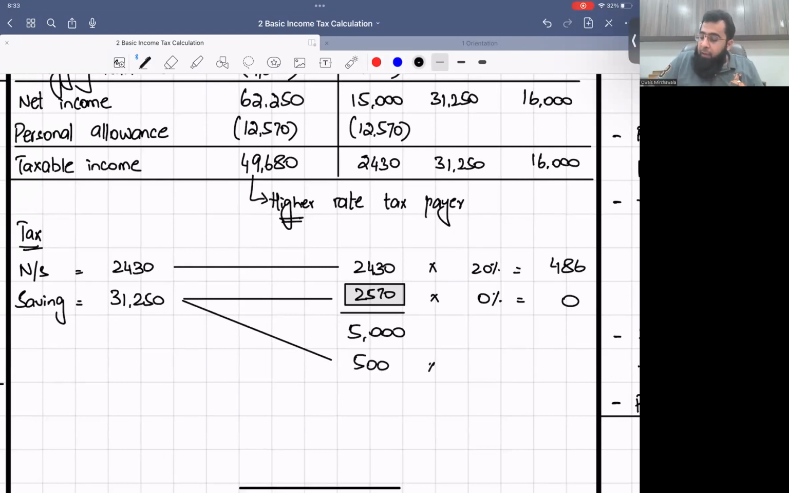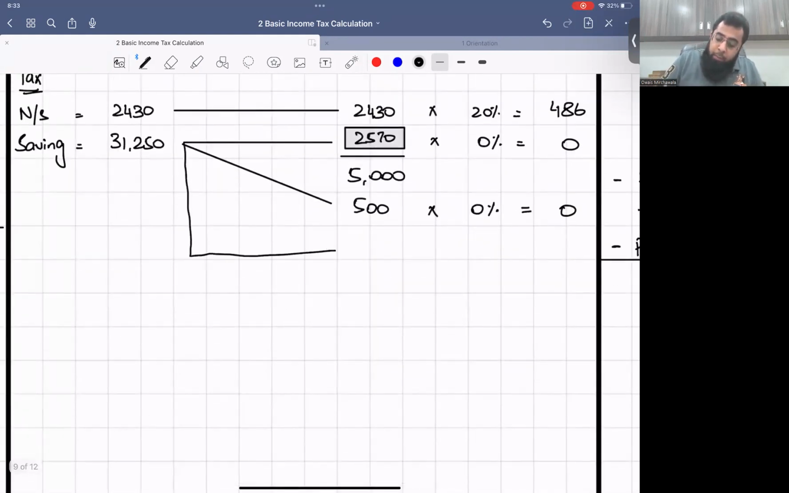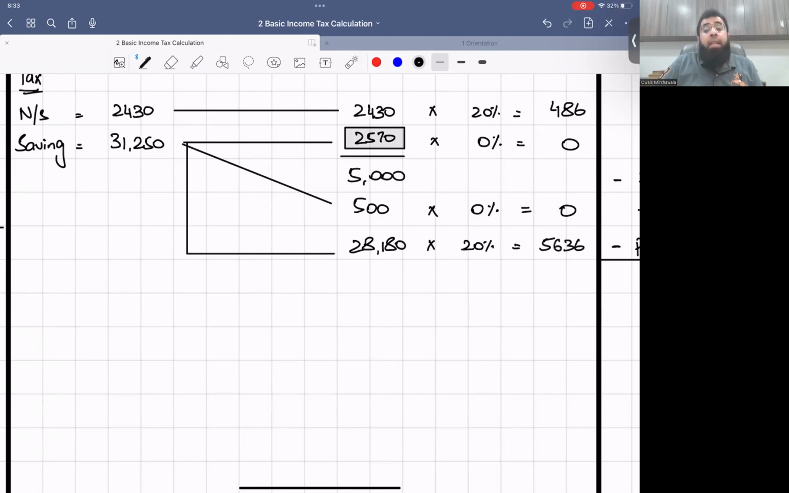Okay. Then we are a higher rate taxpayer. So 500 pounds goes at 0%. So it's again 0. And then last, the remaining amount. 31,250 minus 2,570 minus 500. So it's 28,180. 20% is the tax rate. So it's 5,636.